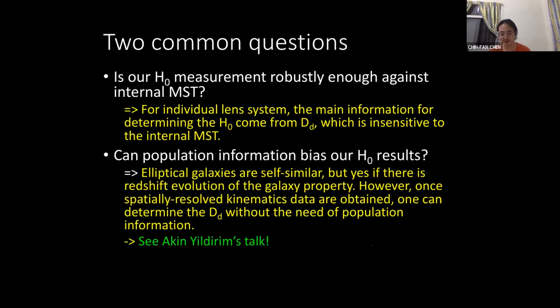The second question I usually get is, can population information bias the H0 result? Usually elliptical galaxies are self-similar, but yes, there could be a bias if there is evolution. However, once the spatially resolved kinematics data can be obtained, one can determine Dd without the need of the population information. The next talk, Akin will talk about this, so I will leave that to Akin.